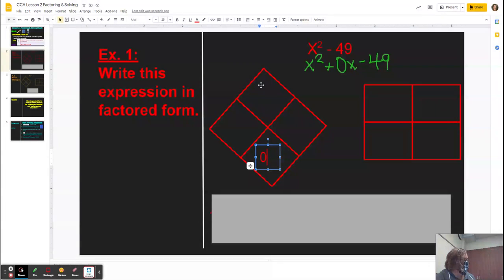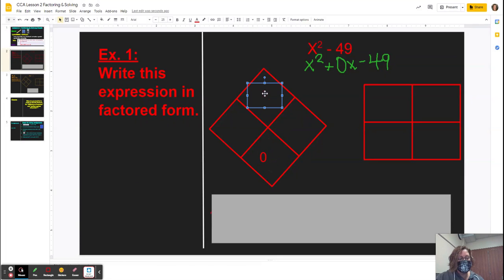We need 2 numbers. What number is going to go up here in the top of the diamond problem? Yep. Someone here in the classroom said this one needs to be negative 49. So we know that the number on the left and the number on the right need to multiply to make negative 49, but they also need to add up to 0.